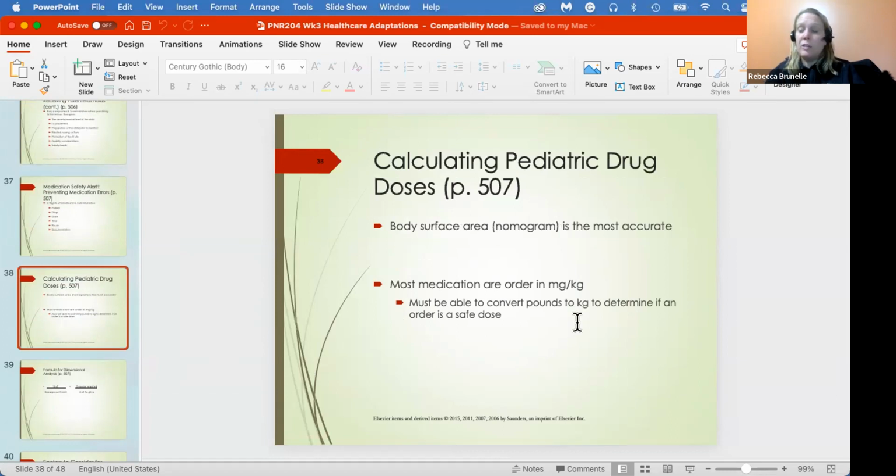So have any of you heard of body surface area? Or used or calculated body surface area?